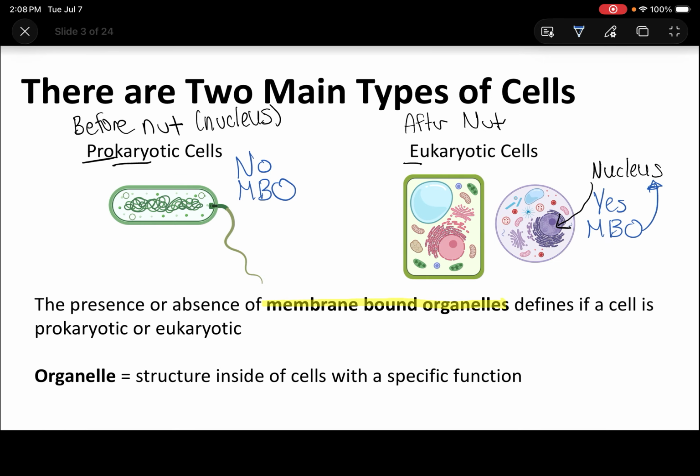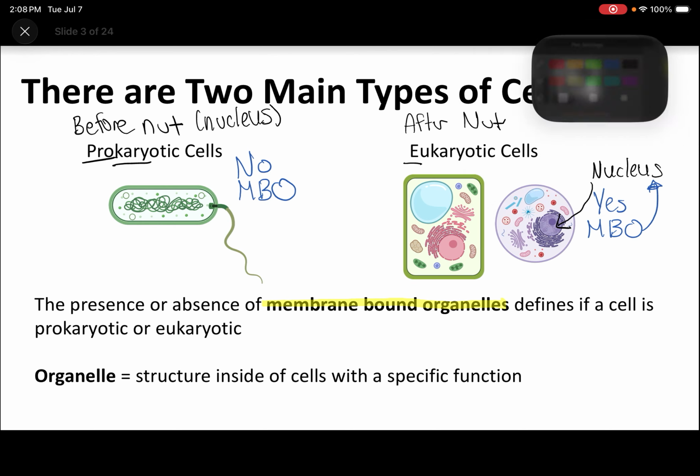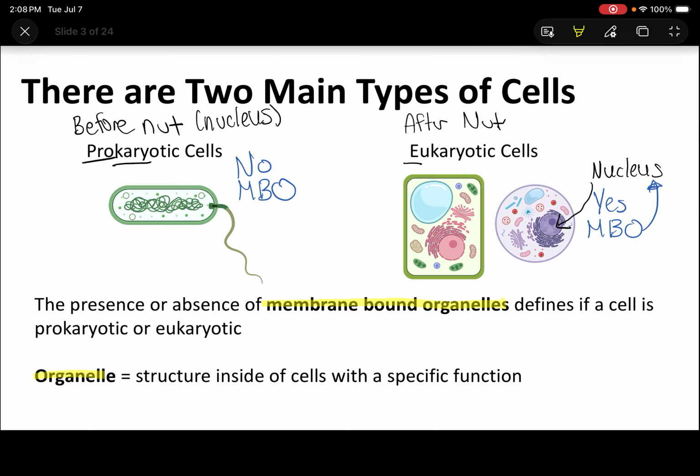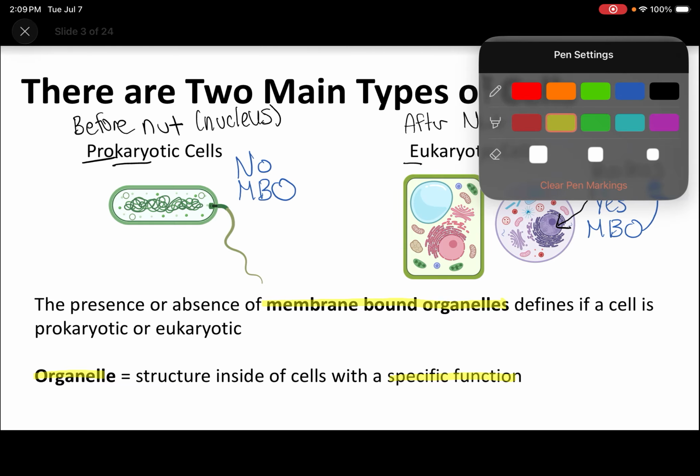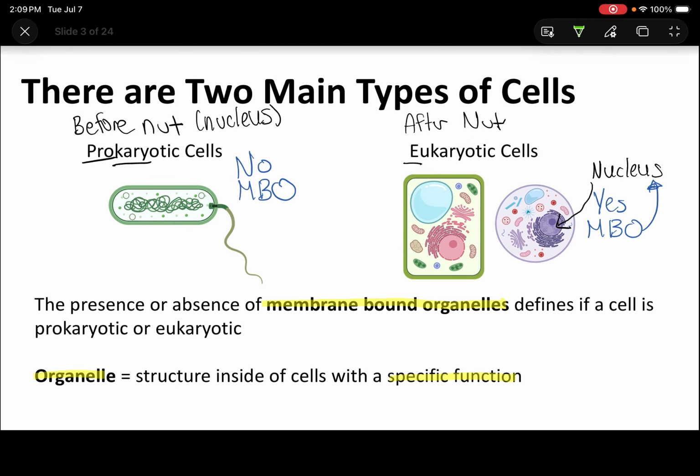So let's take a look at a table. First, let's define organelle. Organelles, and we're going to have a whole lecture on this, are little structures within a cell that have a specific function. For example, the nucleus is really important for DNA storage. So these membrane-bound organelles, kind of like the organs in your body, are all going to serve specific functions to the cell. And you'll learn more about what those organelles are and what they do.